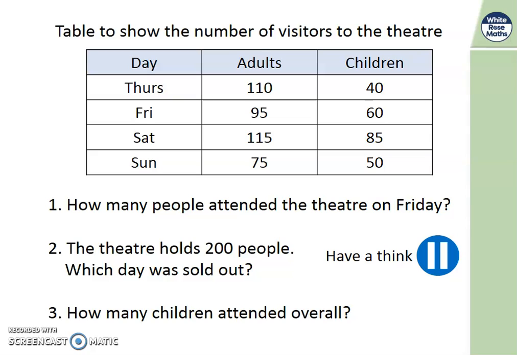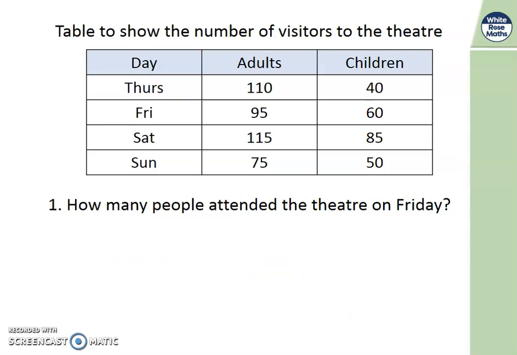Let's see how you did. First one, how many people, that's children and adults, attended the theatre on Friday? Well, here's Friday's information, so we need to add those two numbers together. Think about how you might do this.